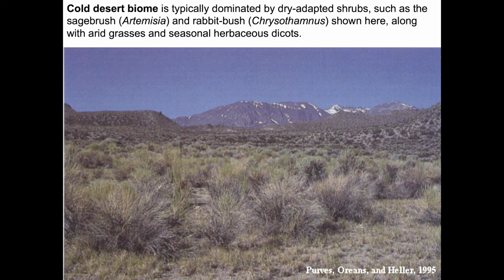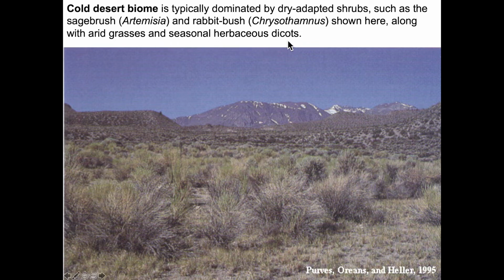This is a cold desert biome. These cold desert biomes are dominated most commonly by dry adapted shrubs. And one dry adapted shrub that we're all familiar with is sagebrush. And this sagebrush, you can see here, again, is going to be drought tolerant. I don't know how long these live. I suspect many, many decades. Also rabbit bush, which is going to be a more green rather than bluish looking shrub in this image. And we'll see some grasses and seasonal herbaceous dicots.